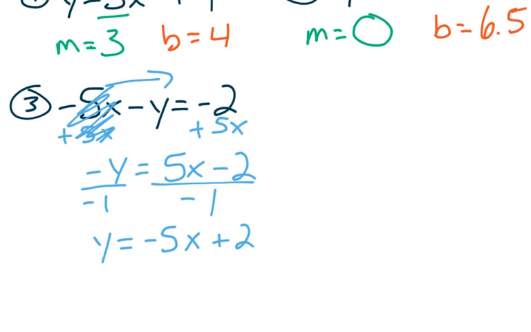Once we are in slope-intercept form, now we can go ahead and answer our questions. What's the slope? That's negative 5, the number in front of x. The y-intercept, the number without an x at all, that is 2. Let's try one more here. Number 4.